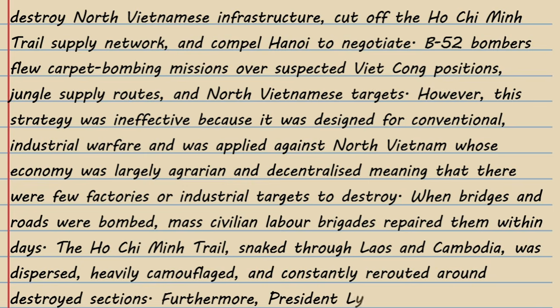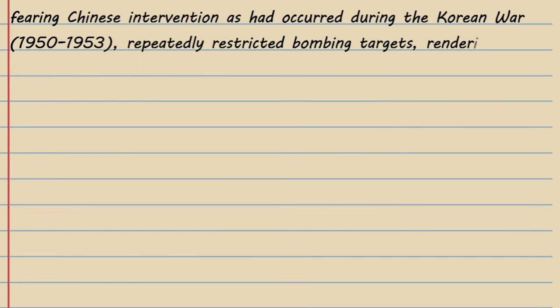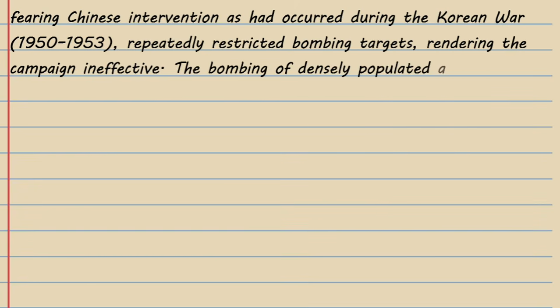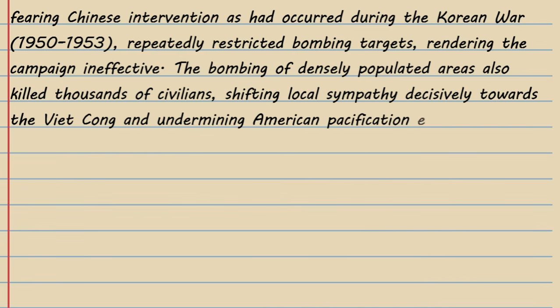Furthermore, President Lyndon B. Johnson, fearing Chinese intervention, as had occurred during the Korean War between 1950 and 1953, repeatedly restricted bombing targets, rendering the campaign ineffective. The bombing of densely populated areas also killed thousands of civilians, shifting local sympathy decisively towards the Viet Cong and undermining American pacification efforts.